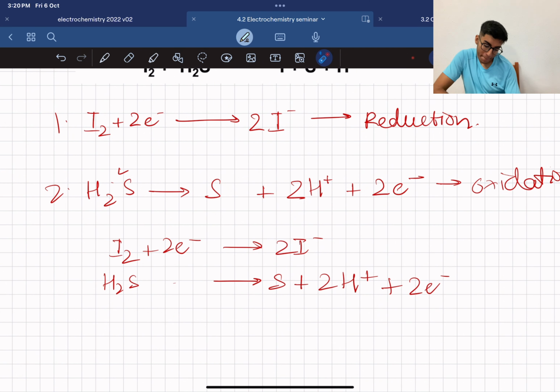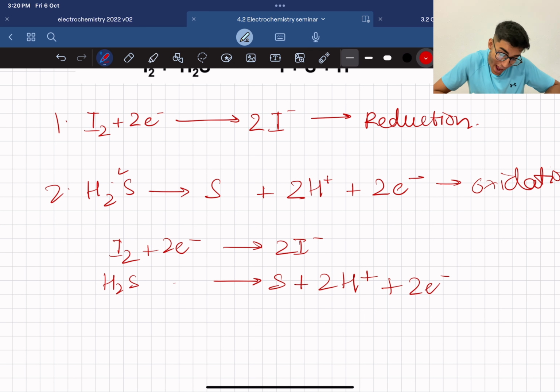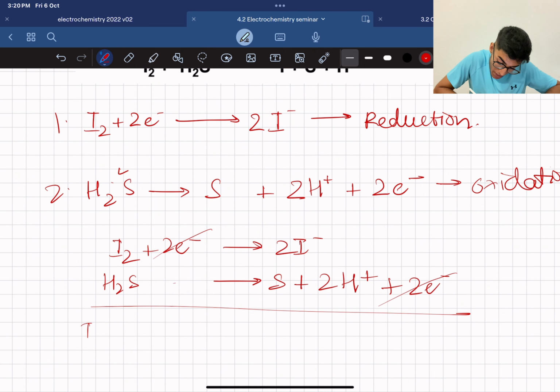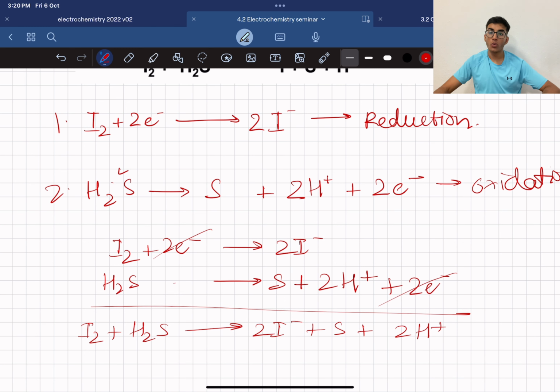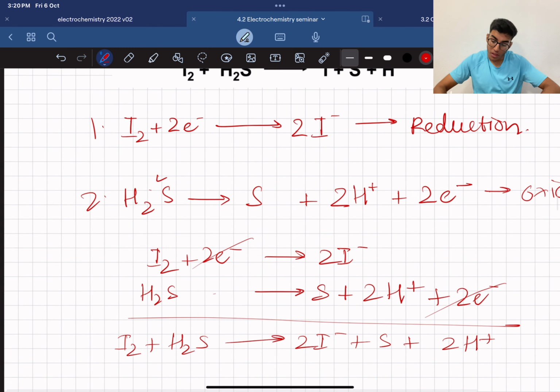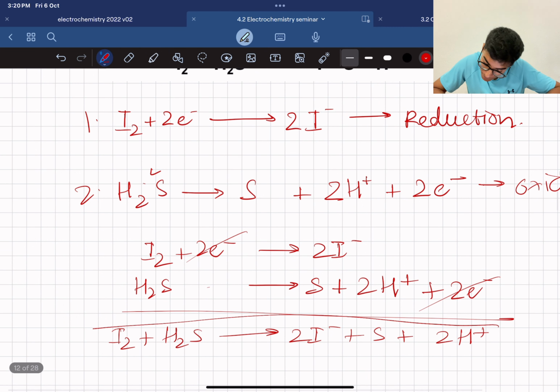Now, looking at that, we add both of these equations up. How do we add them up? Of course, we have removed the 2 electrons, cancelled them out. So we have now I2 plus H2S gives us 2I minus plus S plus 2H plus. Beautiful. Now this is the equation that I have written.